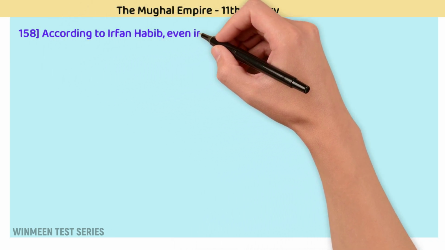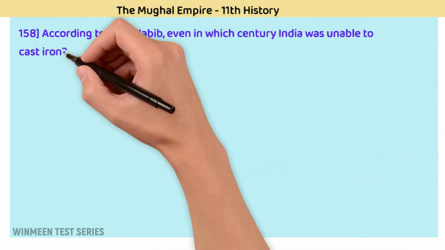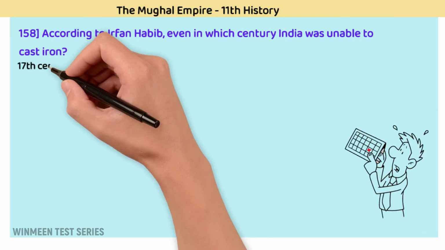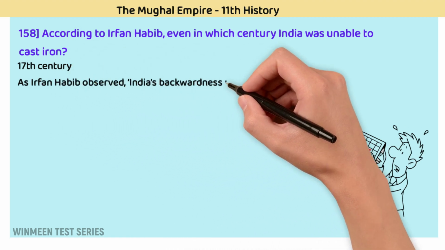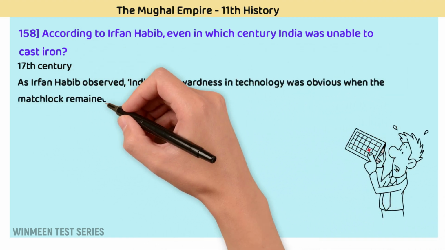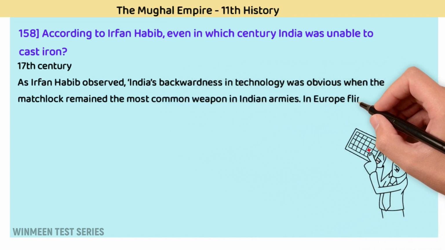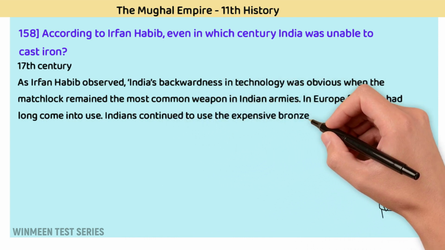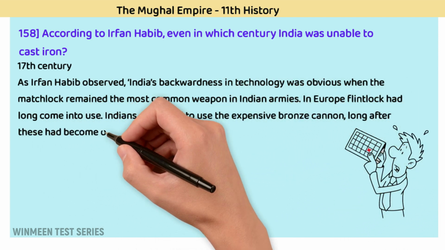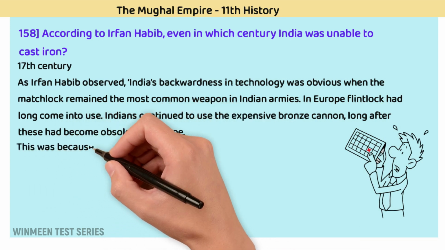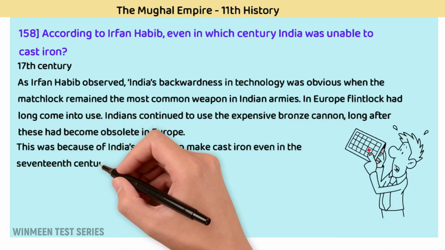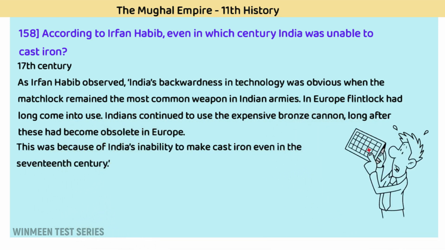Question number 158. According to Irfan Habib, even in which century was India unable to cast iron? The answer is the 17th century. As Irfan Habib observed, India's backwardness in technology was obvious when the matchlock remained the most common weapon in Indian armies. In Europe, the flintlock had long come into use. Indians continued to use the expensive bronze cannon long after these had become obsolete in Europe. This was because of India's inability to make cast iron even in the 17th century.